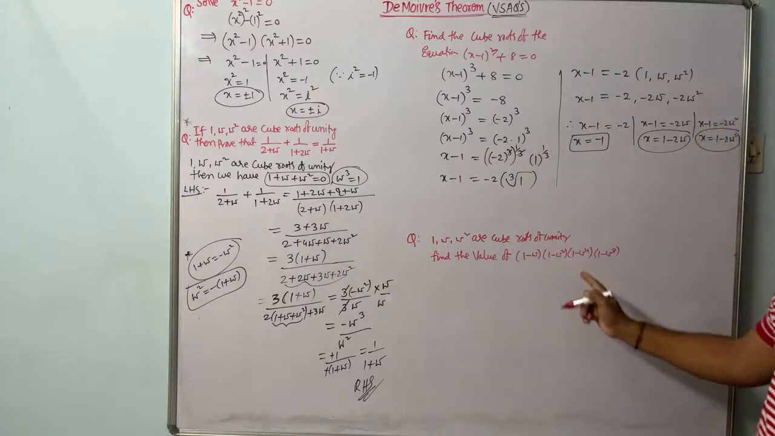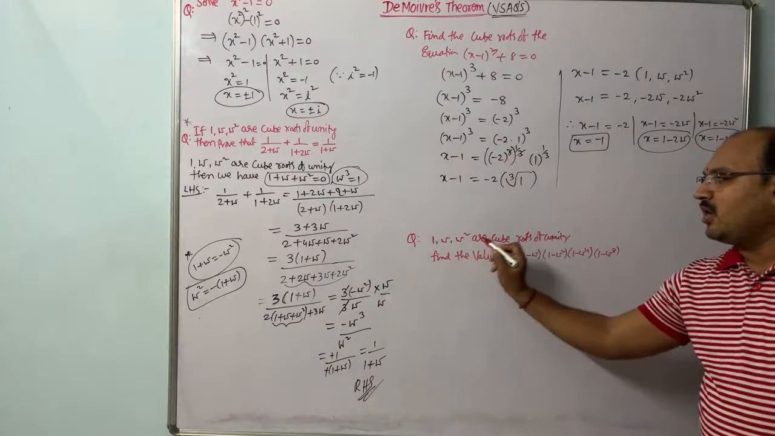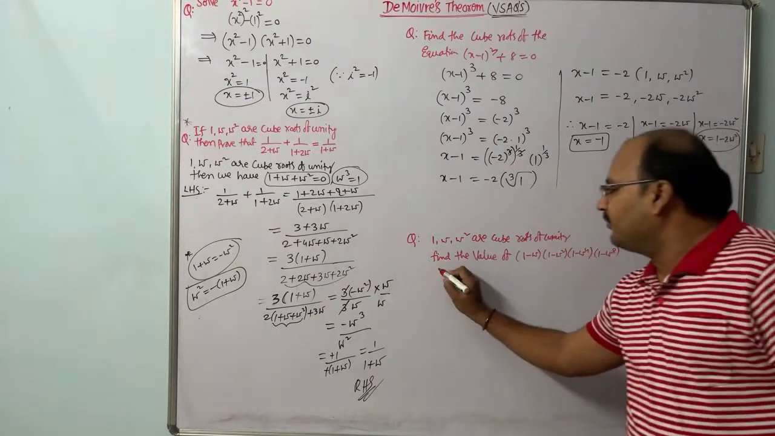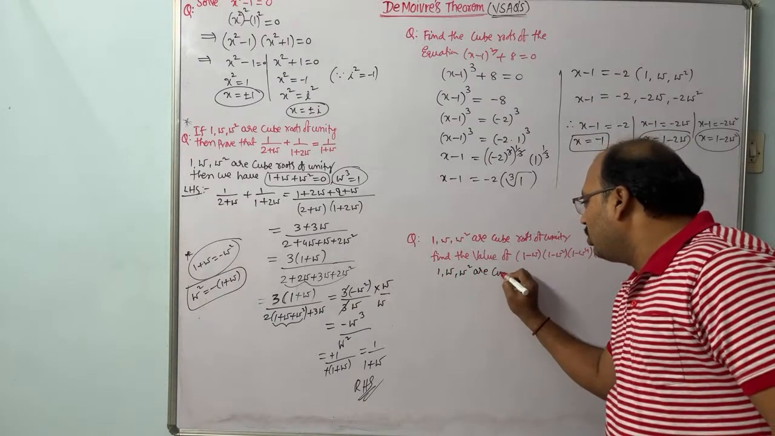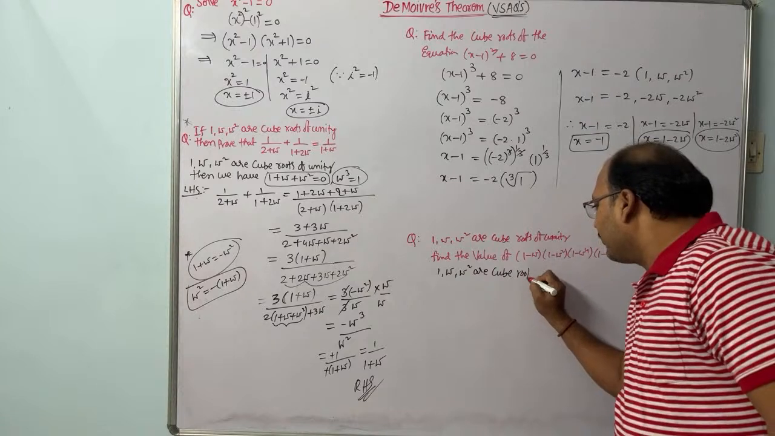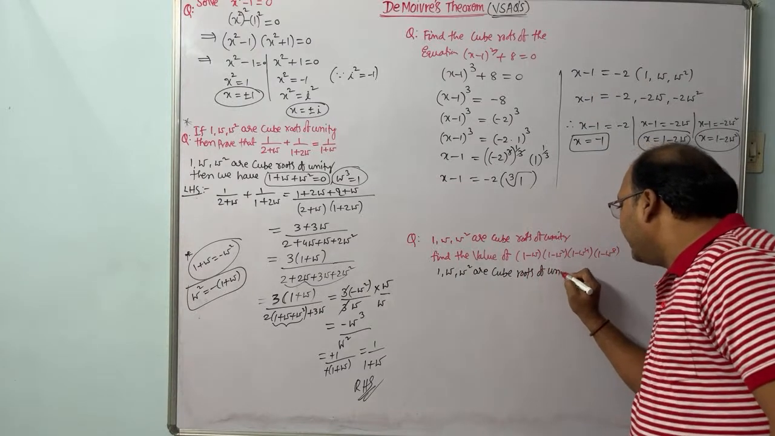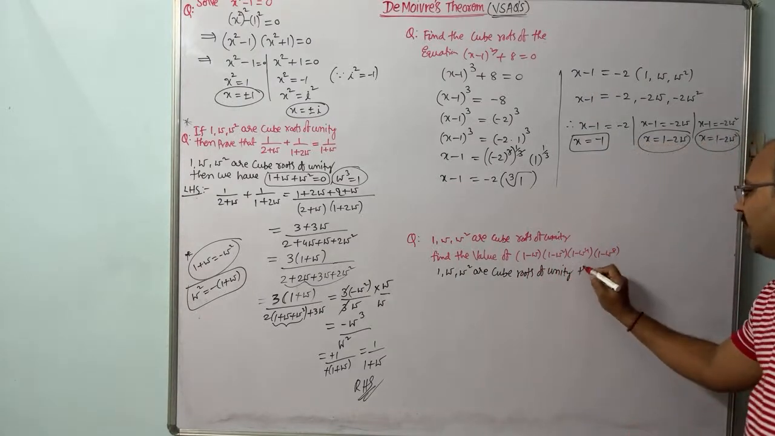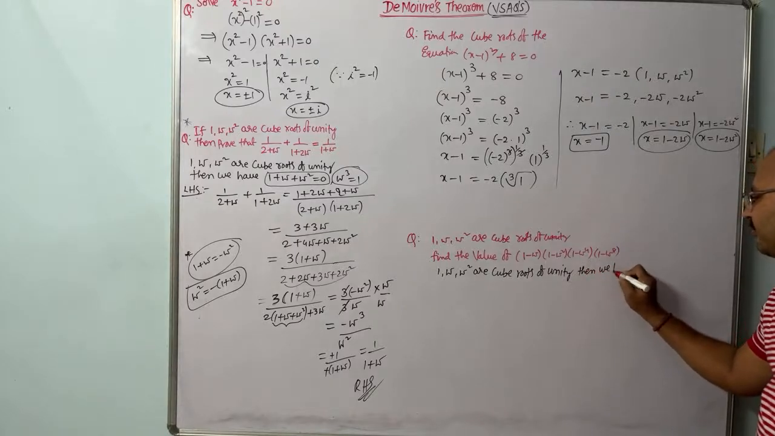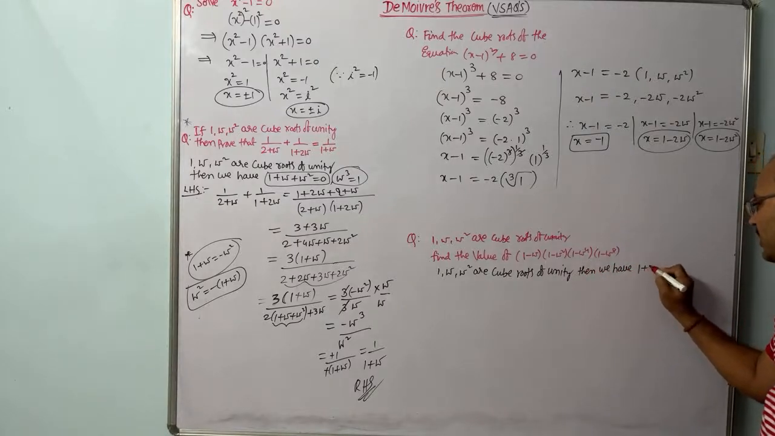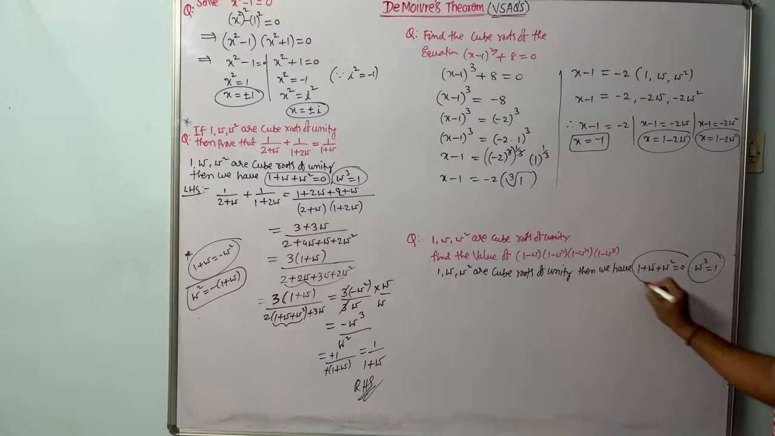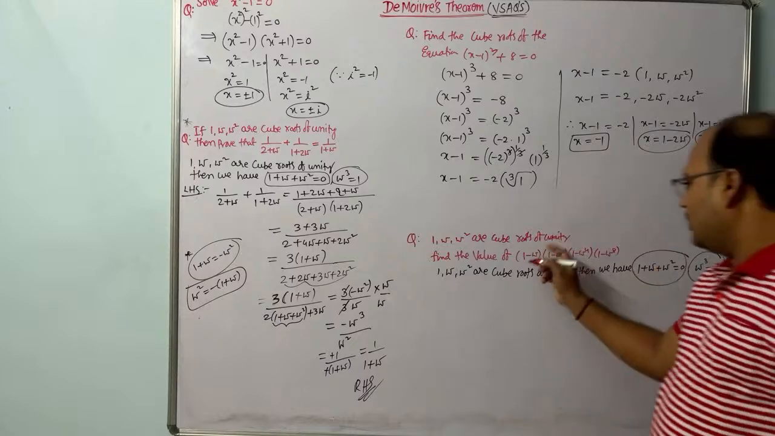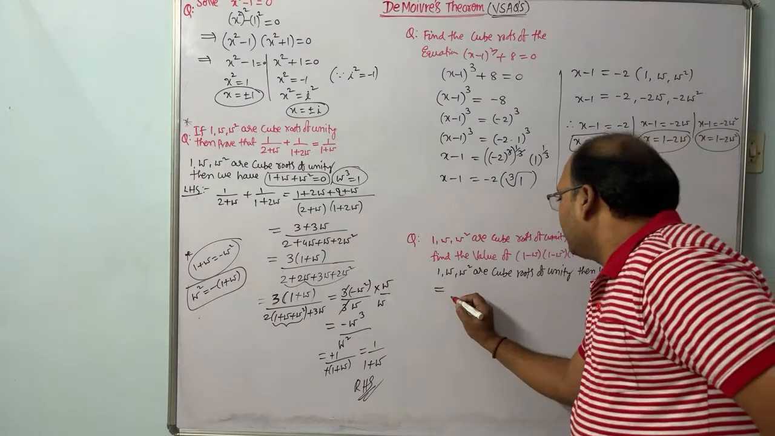Now come to this question. Whenever 1, omega, omega square are cube roots of unity, then we have 1 plus omega plus omega square equal to 0 and omega cube is equal to 1. So these are the important results. Now come to the question.